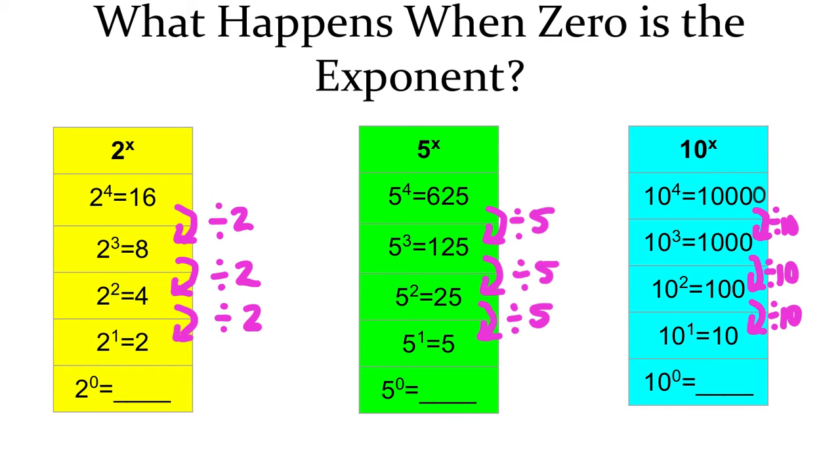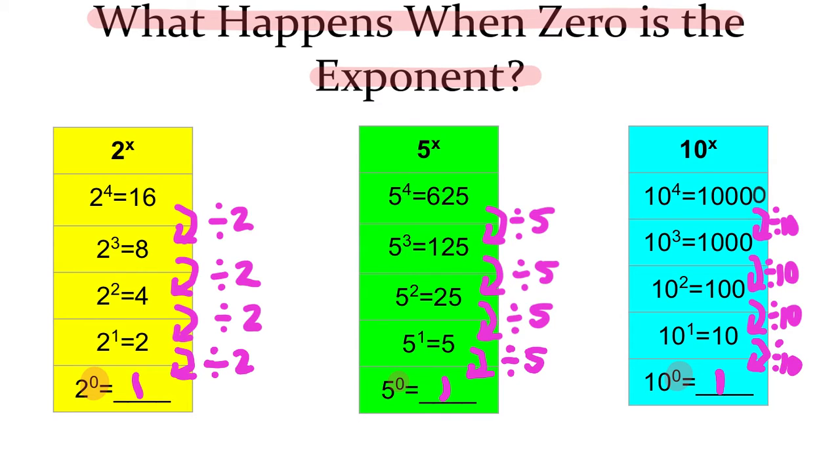Now, if we want to fill in the last box here, each of these is something raised to the 0 power. The question this slide is asking us is what happens when 0 is the exponent? We can assume that we are going to just continue the pattern. So for my first table, I would divide by 2, and 2 divided by 2 is 1. For the next table, I would divide by 5, and 5 divided by 5 is 1. And my last table, I would divide by 10, and 10 divided by 10 is 1.